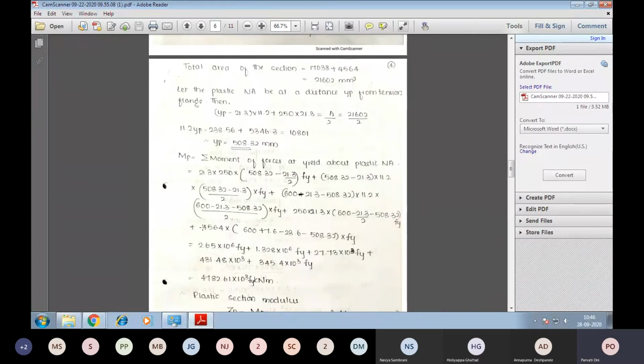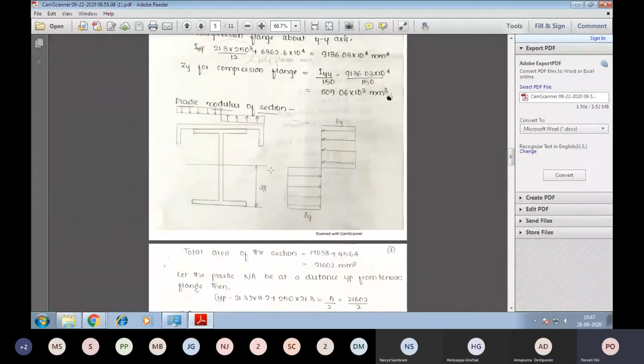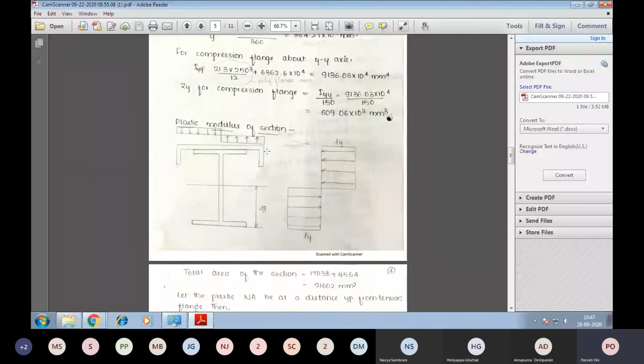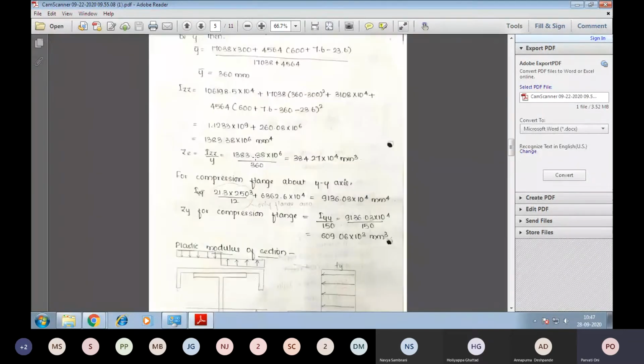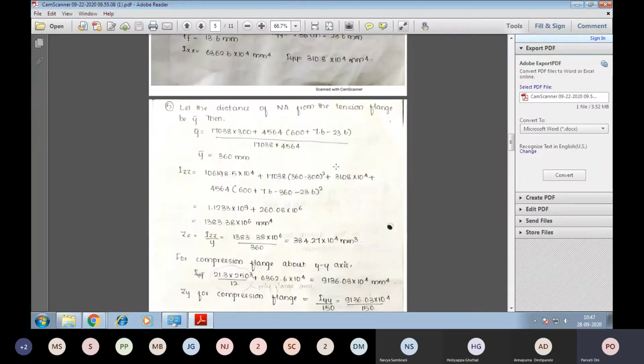Now coming on to the channel section. The channel section area we already know, 4564, into the distance of this from the neutral axis. So you calculate the total depth: it is 600 plus this distance, that is nothing but the thickness of the web of the channel section. It is 7.6, as you can see here. So 600 plus 7.6, right?